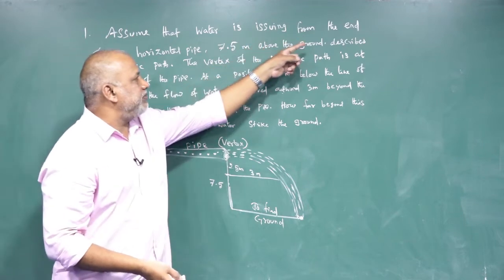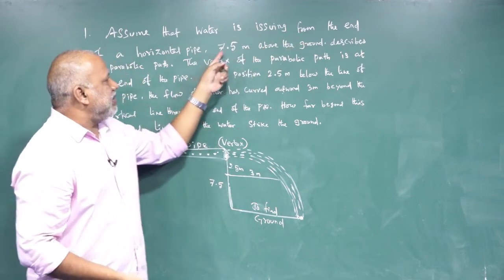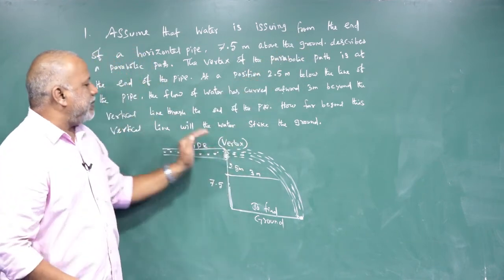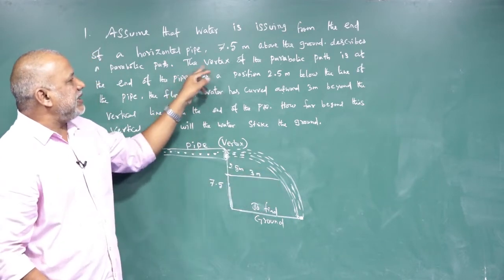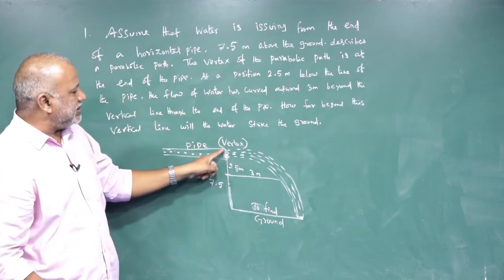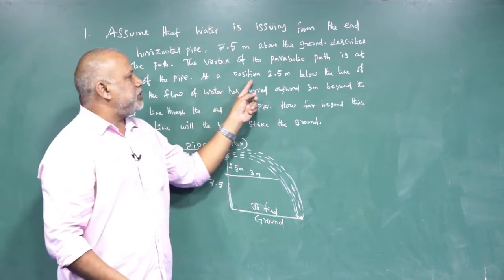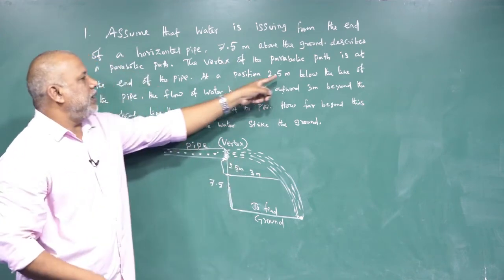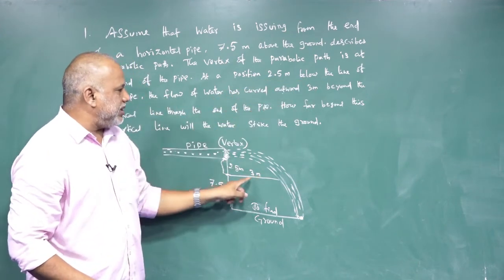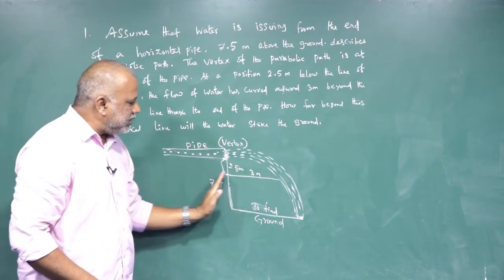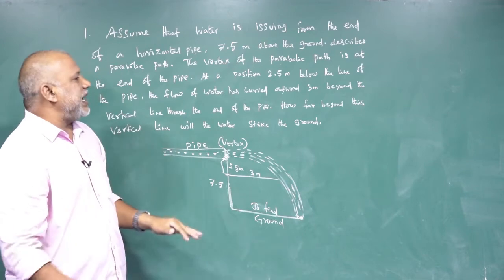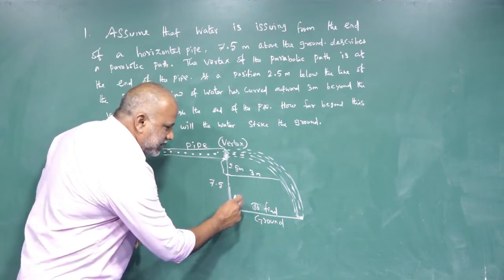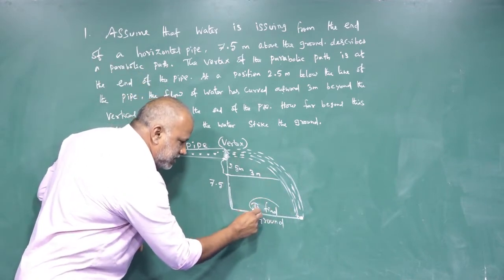Assume that water is issuing from the end of a horizontal pipe 7.5 meters above the ground. It describes a parabolic path. The vertex of the parabolic path is at the end of the pipe, at a position 2.5 meters below. The water has curved out 3 meters beyond the vertical line. Then the question asked is, how far beyond this vertical line will it strike the ground? This is the distance we are going to find.